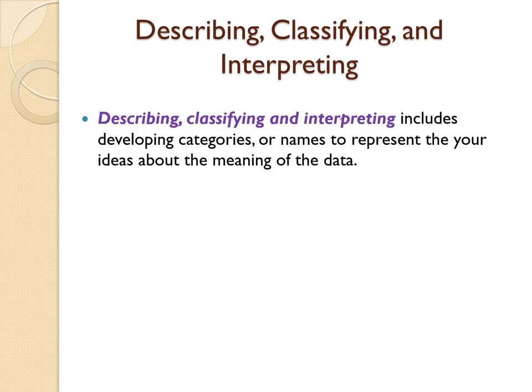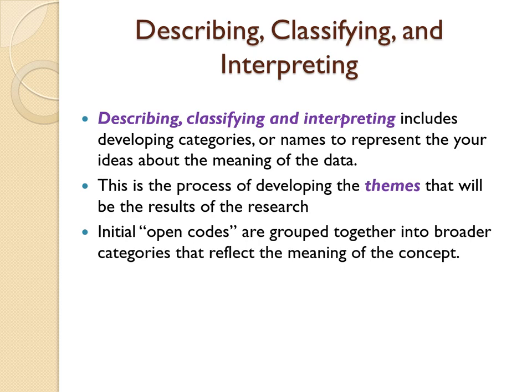Describing, classifying, and interpreting is the third step in the qualitative analysis process. In this stage in the process, the researcher continues to revise and refine the initial memos and open codes. From this process, categories or names are developed to represent the ideas about the meaning of the data. This is the process of developing the themes that will be the results of the research.